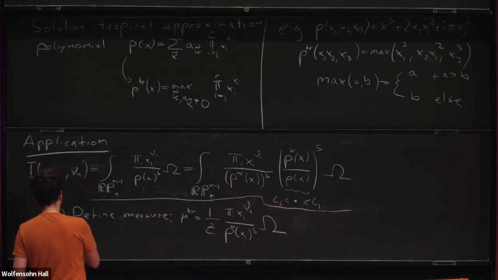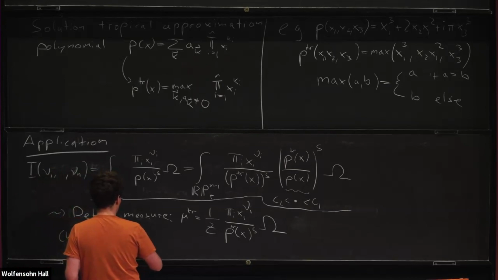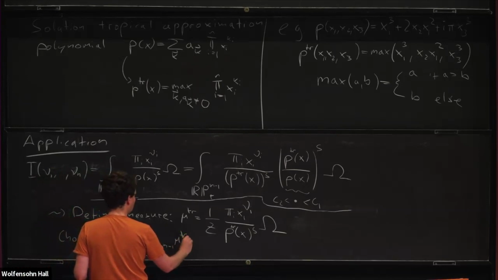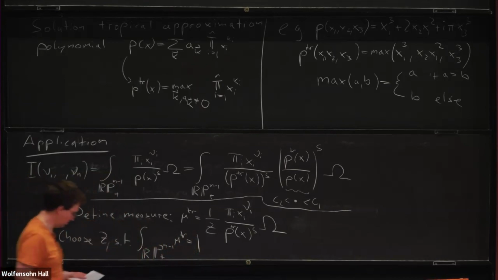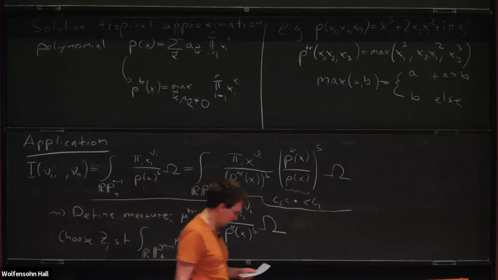So we can choose z such that the integral over R_+^{n-1} of mu trop equals 1. So we can just normalize this measure. And it's positive, so it gives us a nice probability measure on our space.